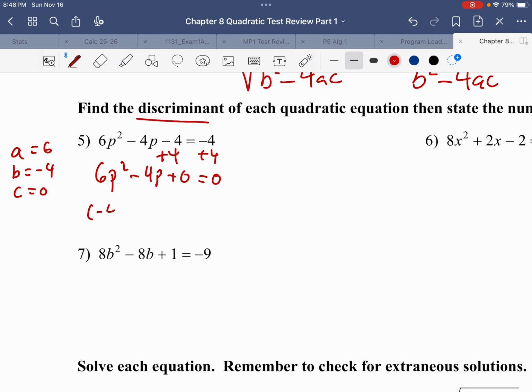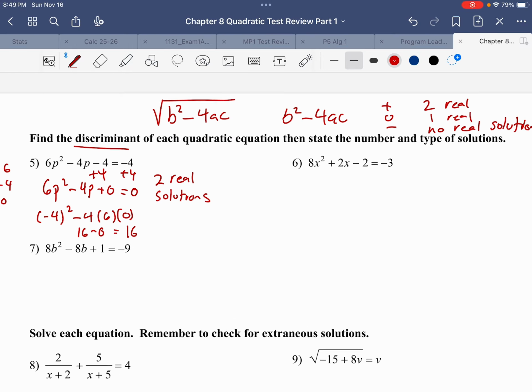So if I have negative 4 squared, b squared, minus 4 times 6 times 0, I get 16 minus 0, or 16. So it's got 2 real solutions. This quadratic equation would have 2 real solutions. Graphically, this would look like the graph of the quadratic equation crossing the x-axis twice.